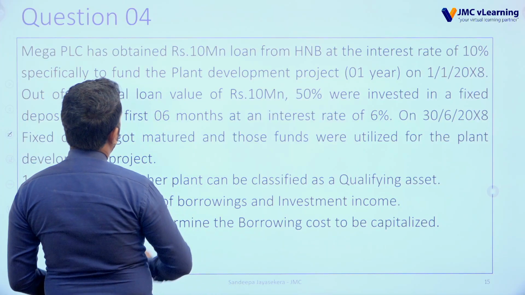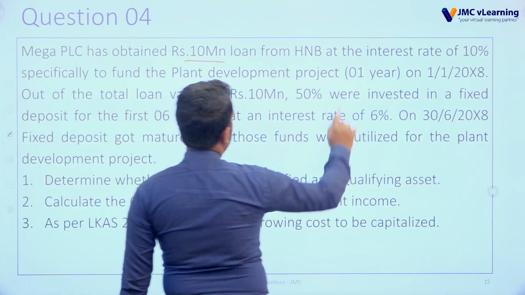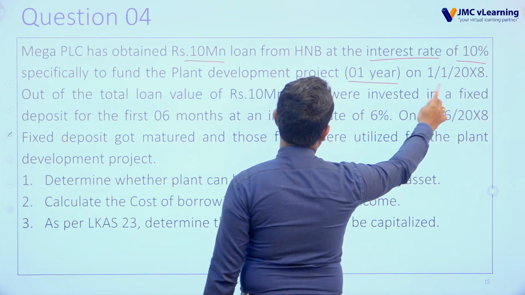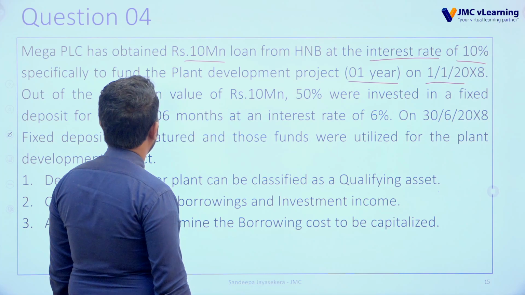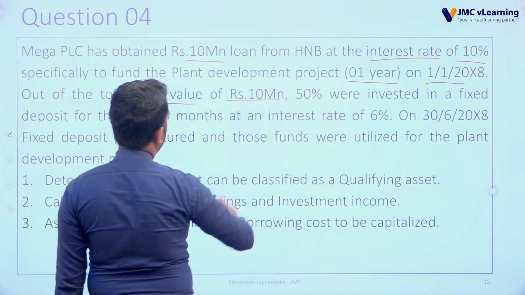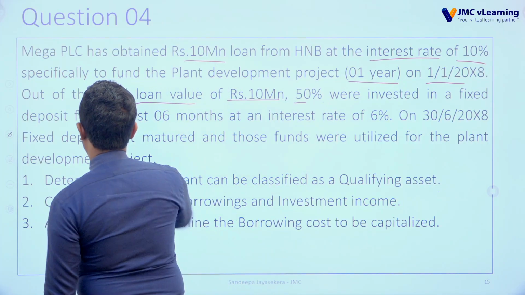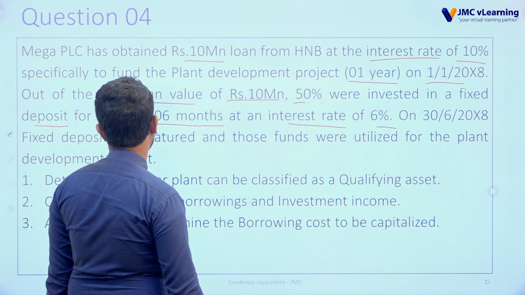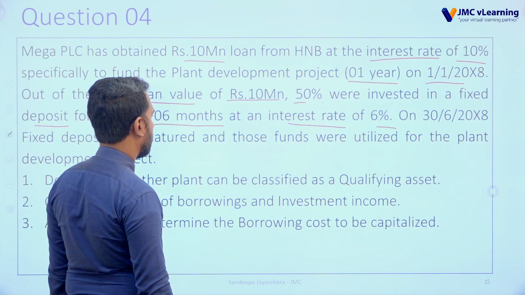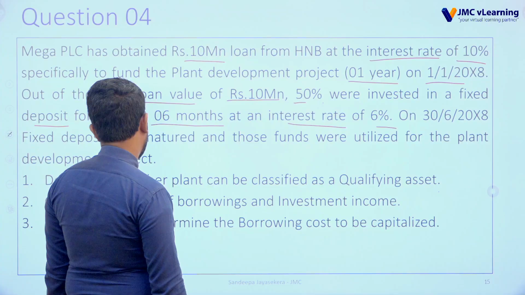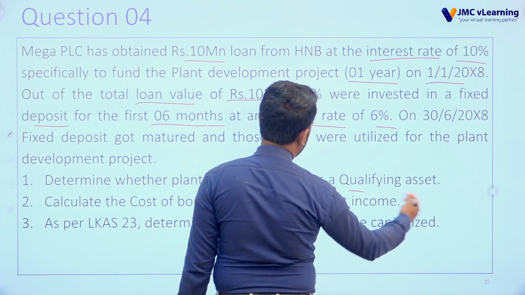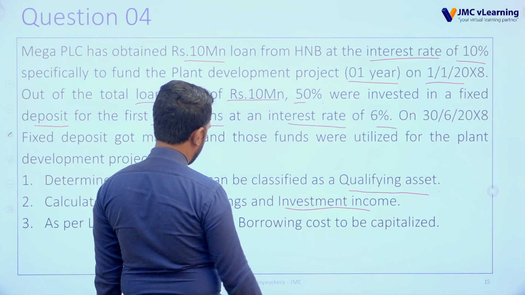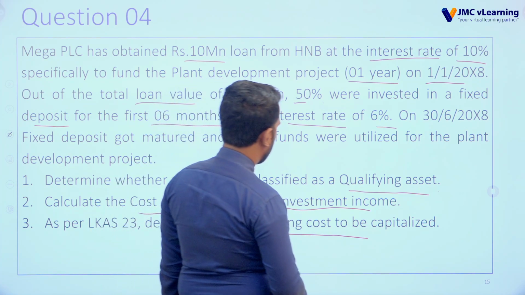Mega PLC has obtained rupees 10 million from HNB at an interest rate of 10%, specifically to fund the plant development project, 1 year, 1st of Jan 2018. The total loan value is 10 million and 50% were invested in a fixed deposit for the first 6 months at an interest rate of 6%. On 30th June 2018, the fixed deposit matured and those funds were utilized for the plant development project. Determine whether the plant can be classified as a qualifying asset. Calculate the cost of the borrowings and the investment income. As per case 23, determine whether borrowing cost is to be capitalized.